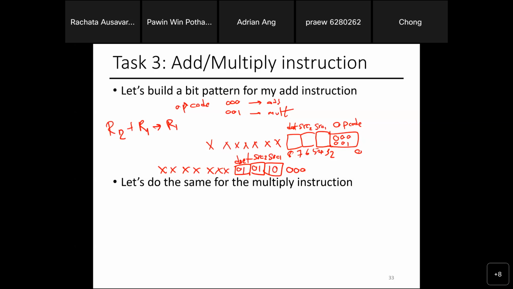Now we can do the same for multiply. The last 3 bits will change to 0, 0, 1. That's it. That's all you have to do, right? Any question about this? Now we're designing our ISA, basically. These are what our ISA can do. These are the bit patterns that correspond to the ISA. And it's basically your choice. Right now you said, hey, let's put the source 1, source 2 next to the opcode. So we are done with 2 instructions. We have 3 more left.